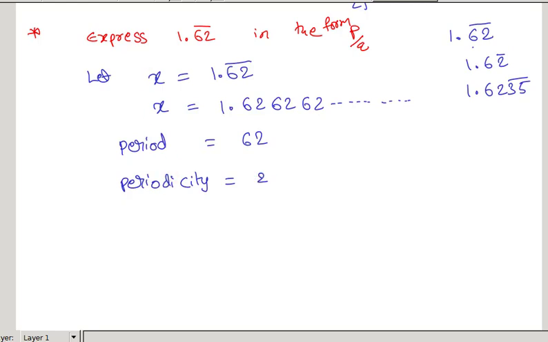Periodicity is 2. Okay. Now, before that, let me suppose this is the first equation. As periodicity is 2, equation 1 should be multiplied by 10 to the power of 2, that is 100, on both sides. If periodicity is 3, equation 1 should be multiplied by 10 to the power of 3, that is 1000, on both sides. If periodicity is 1, it should be multiplied by 10 to the power of 1, that is 10. As here periodicity is 2, we need to multiply this equation 1 by 10 square, that is 100, on both sides.